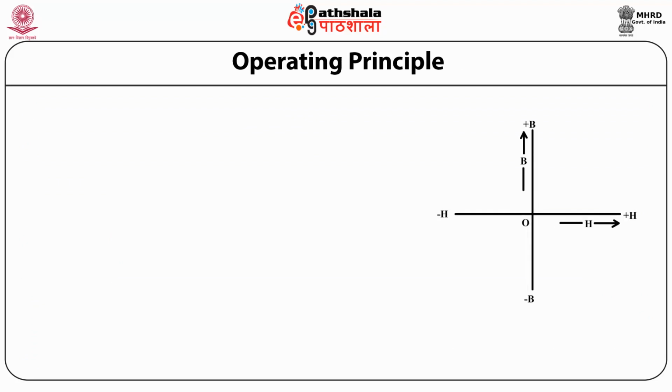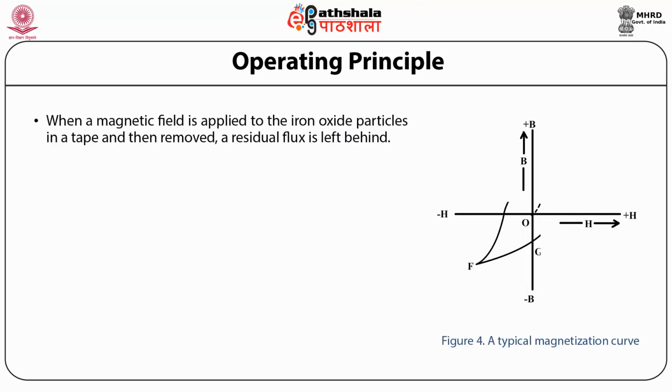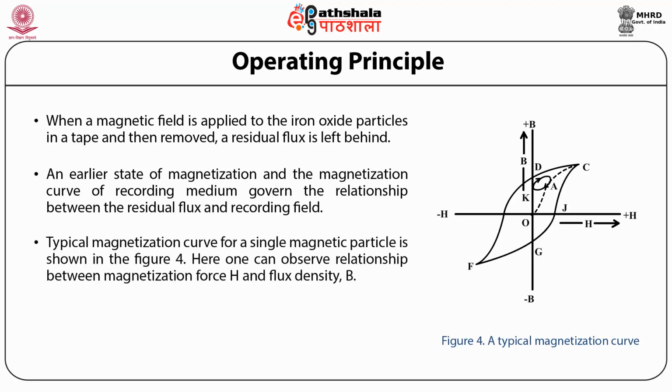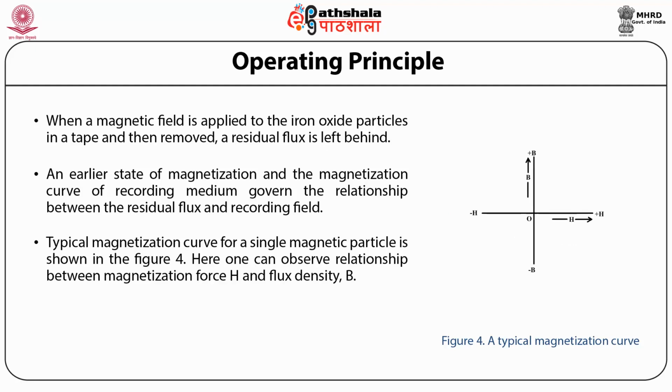Operating principle. When a magnetic flux is applied to the iron oxide particles in a tape and then removed, a residual flux is left behind. An earlier state of magnetization and the magnetization curve of the recording medium govern the relationship between the residual flux and the recording field. A typical magnetization curve for a single magnetic particle is shown in figure 4. Here one can observe the relationship between magnetization force H and flux density B.